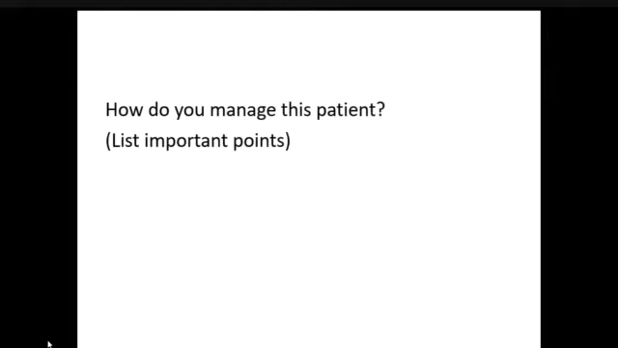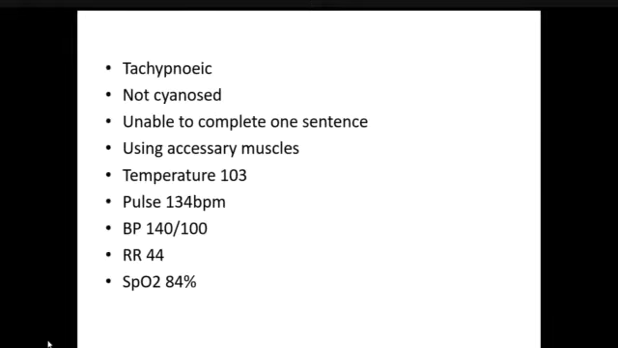So how do you manage this patient? So what are the important points you want to consider? Can somebody answer? What are the things you have to do immediately? If a patient is not cyanosed really, but tachypneic and the SpO2 is 84, what is the most important thing?